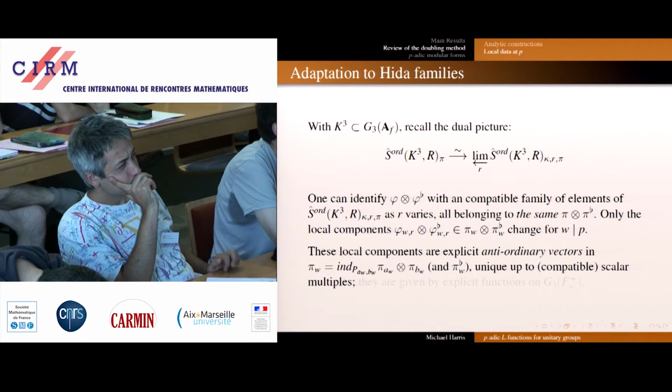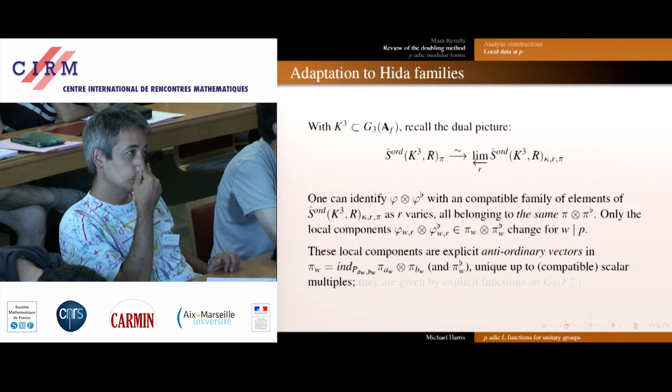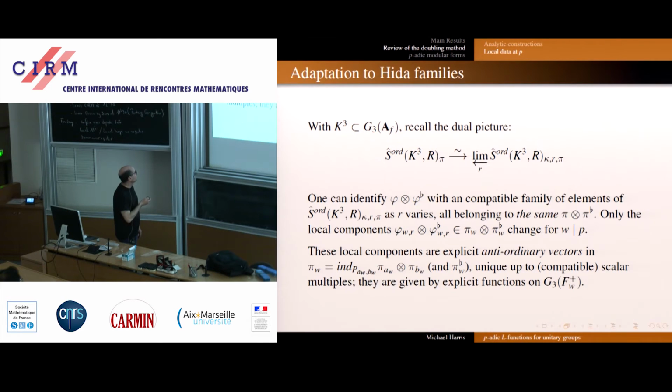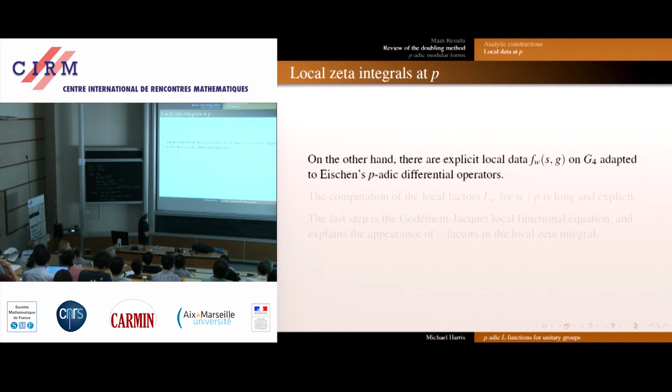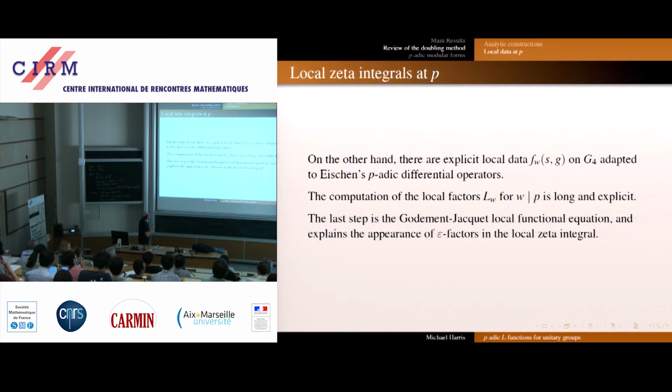Okay? And these are explicit anti-ordinary vectors that are used to simplify the calculation of the local factor at p, and they are given by very explicit functions, and the integral is an integral of actual functions. On the other hand, there are explicit local data that are adapted to the p-adic differential operators. And as I say, it's a long calculation. The last step being the Godement-Jacquet local functional equation.